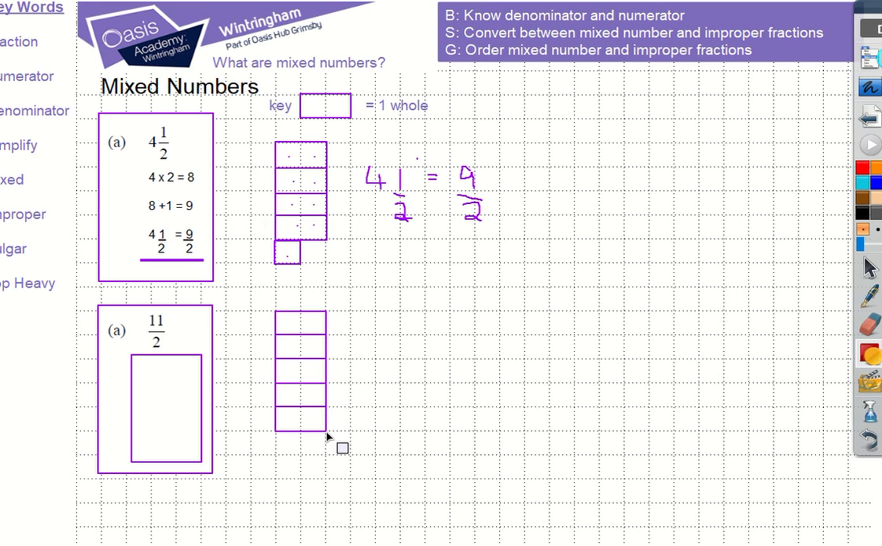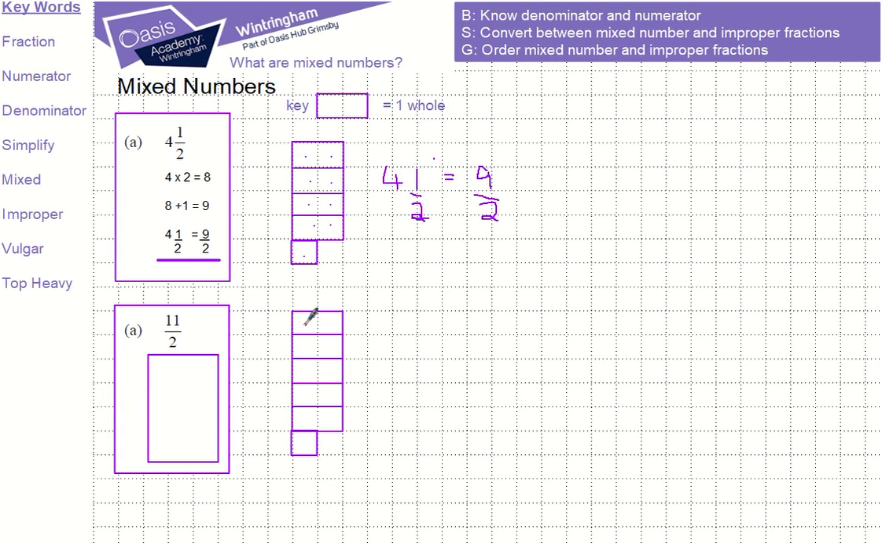Now if I draw another full rectangle, that'll give me an extra 2, so it'll be 10 plus an extra 2, that'll give me 12. I don't want that, I want 11, so I can't draw a full rectangle, I'm just going to have to draw another square like that. So in total I've got 1, 2, 3, 4, 5, 6, 7, 8, 9, 10, 11, which is my 11 halves.